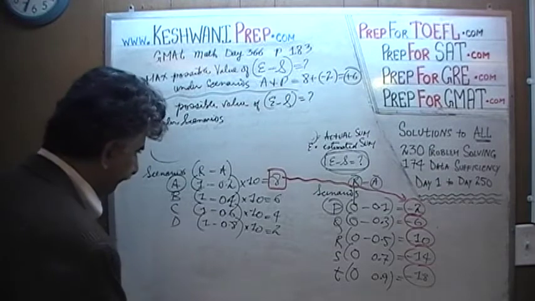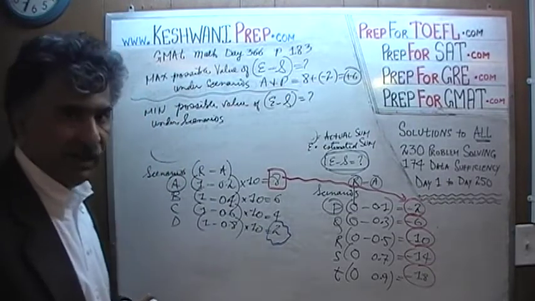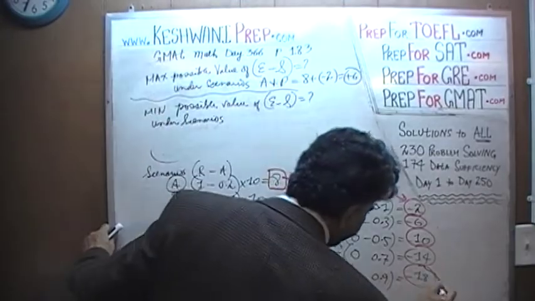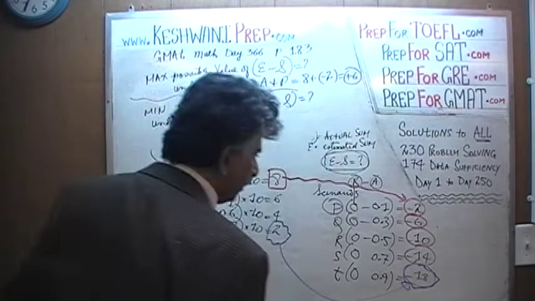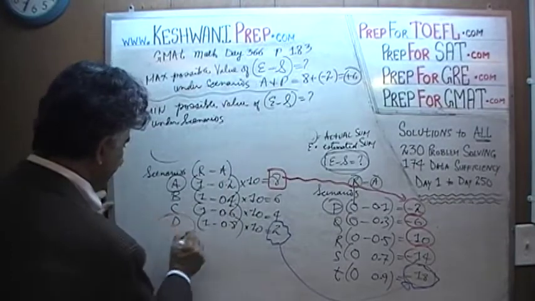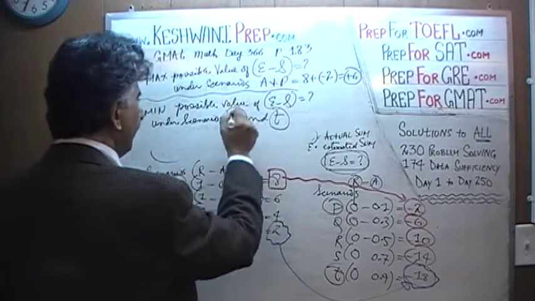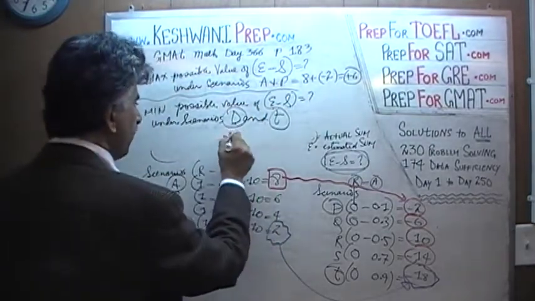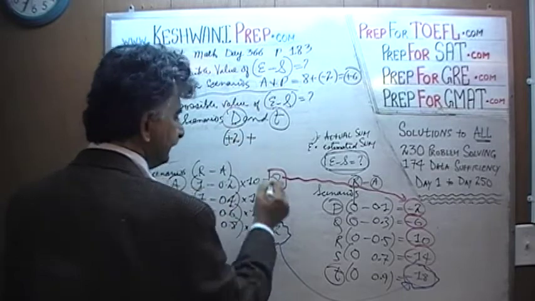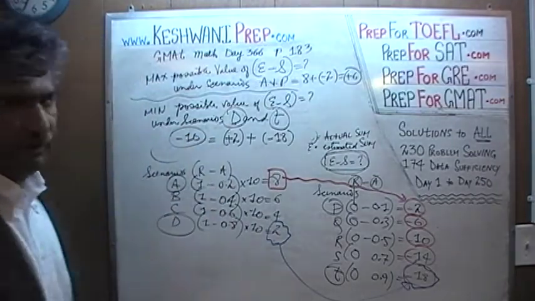Let me do it in a different color. We take the lowest positive number, which is right here, 2. And we combine it with the highest negative number, which is the negative with the largest magnitude, this one right here. If you combine these two, we end up with 2 minus 18, under scenario D and scenario T. We end up with positive 2 plus a negative 18, and that gives us negative 16. That's the minimum possible value. That's it, we're done.